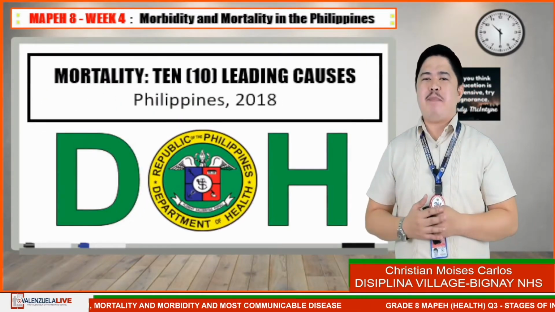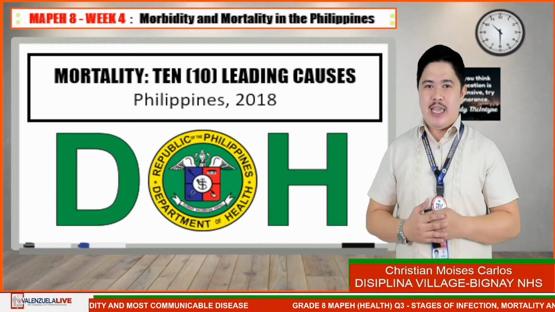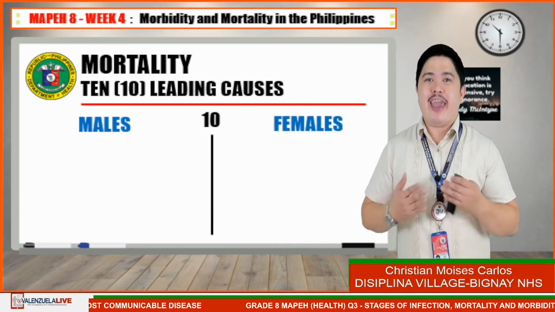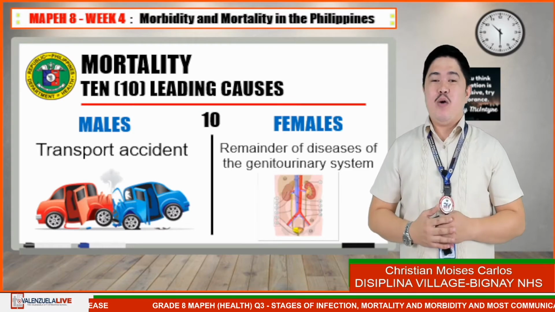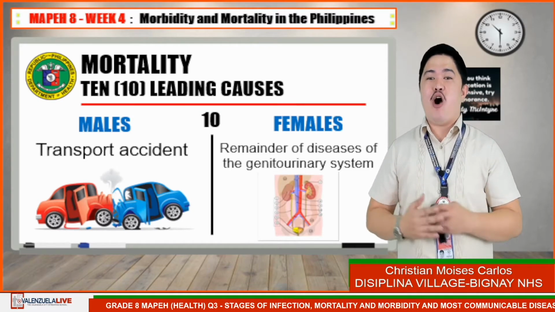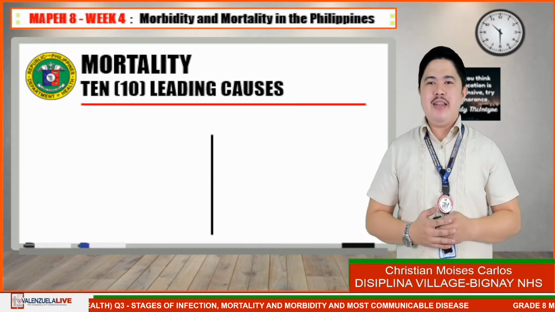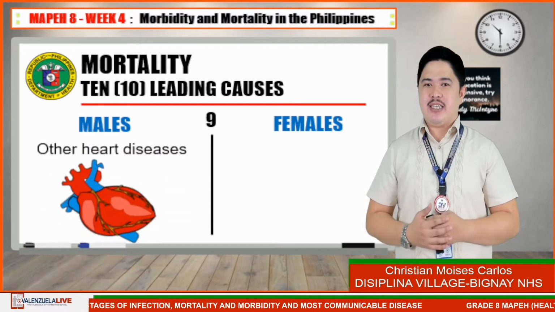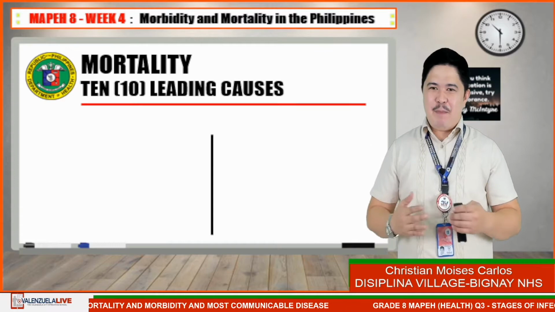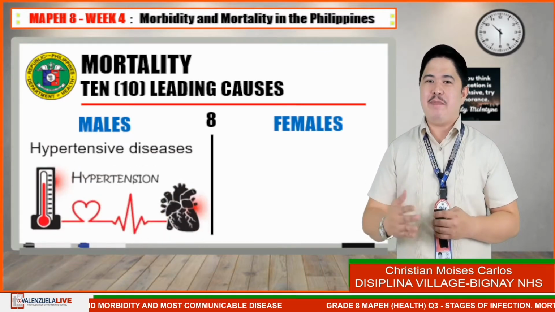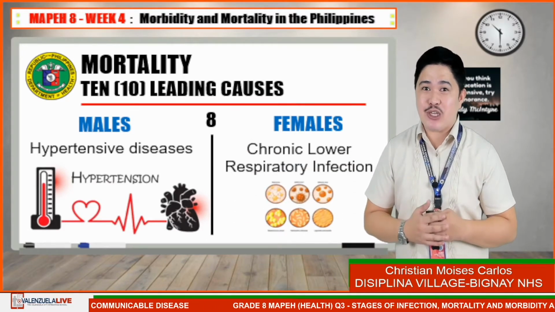The following are the top 10 leading causes of mortality among males and females in the Philippines as of 2018, according to the Department of Health. Number 10, for males is transport accident, while in females it is remainder of diseases of the genitourinary system. Number 9, for males is other heart diseases, while in females is respiratory tuberculosis. Number 8, for males is hypertensive diseases, while in females is chronic lower respiratory infection.